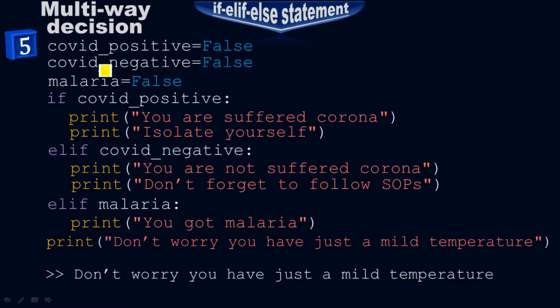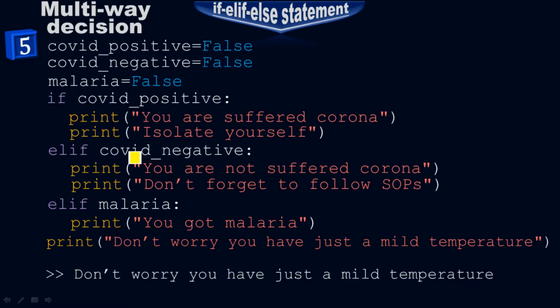So what the program will do, the program will first check the very first condition. If COVID positive is true, if the first condition is satisfied, then you will get these two expressions in the output. But since it is false, because remember, COVID positive equals false, it is not true. Therefore, the first condition is false. The program will ignore this whole thing, and it will jump to the second option, which is elif.